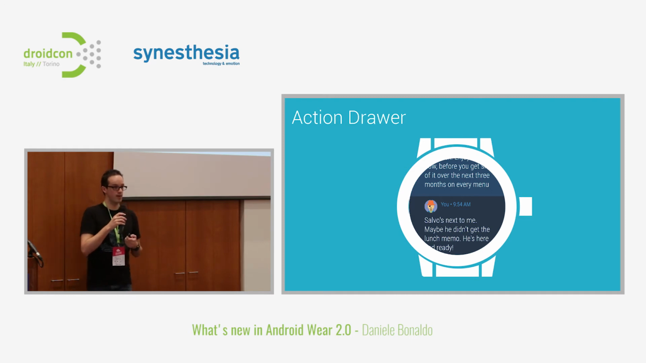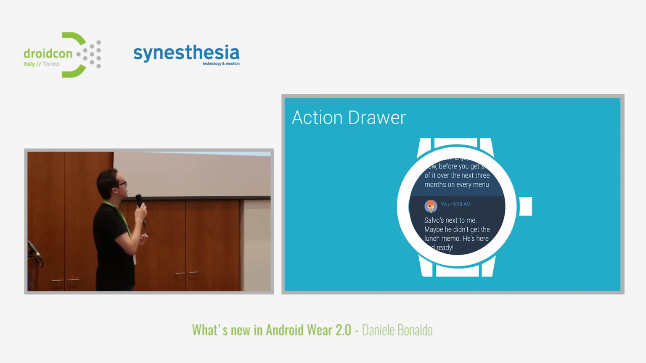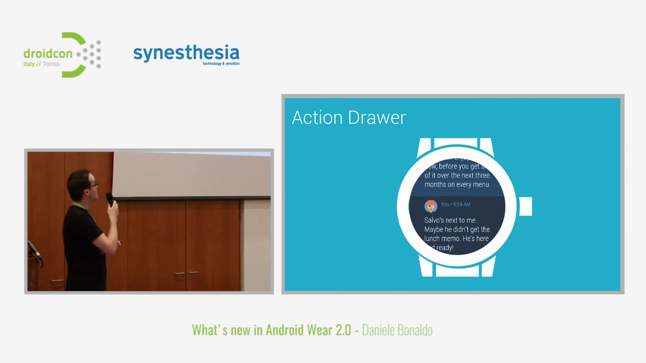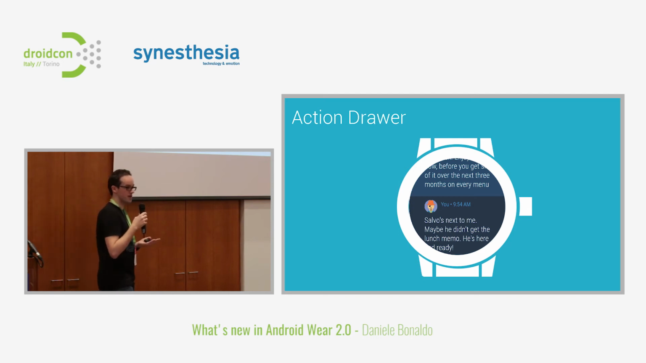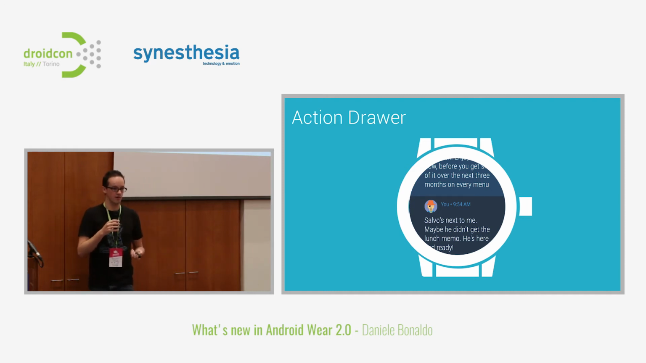Similar to this one, but more related to actions that can be performed on a screen, is the action drawer. Action drawer is very similar to what we have in notifications, as we saw before, and basically allows the user to access several actions, plus an inline one, to be performed on the current screen. Again, you can think of this as the overflow menu that you can have on a toolbar on a traditional phone or tablet app.